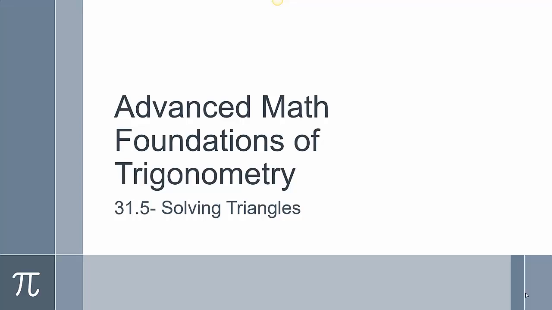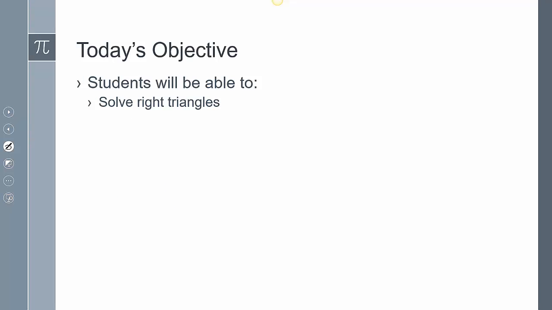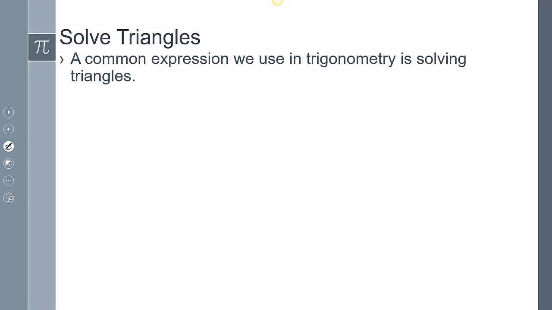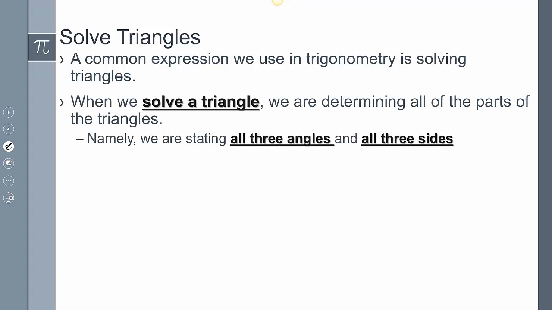Hey class, today is going to be 31-5 and we're going to be looking at solving triangles. So today's objective, you guys are going to solve right triangles. Now a common expression we use in trigonometry is that phrase solving triangles. Now when we solve a triangle, we are determining all of the parts of the triangle. Namely, we're stating all three angles and all three sides.